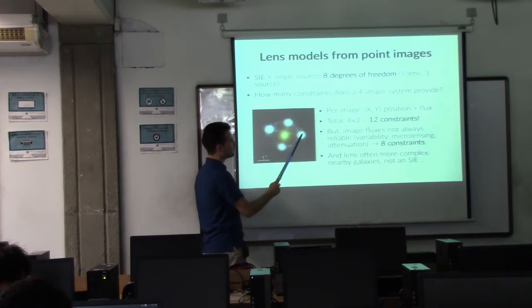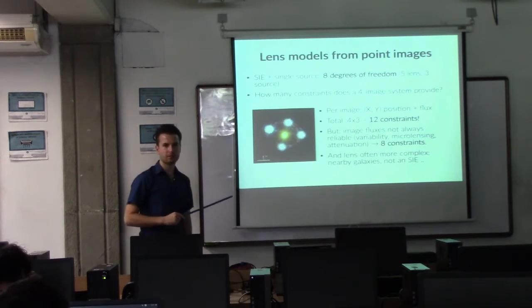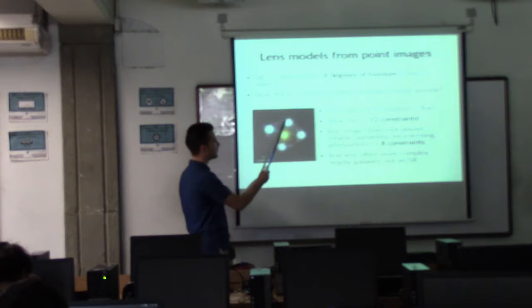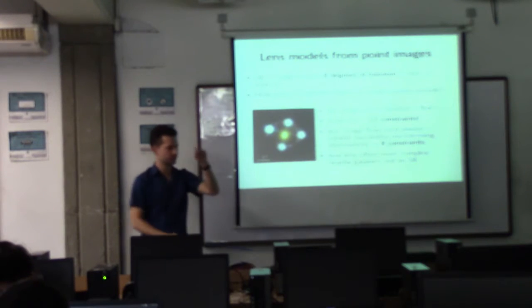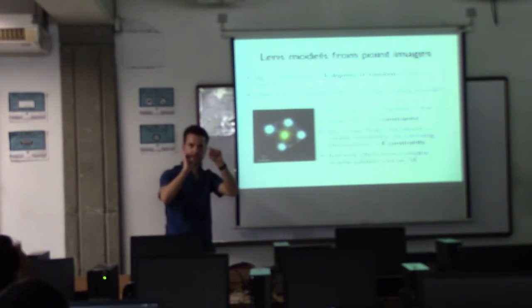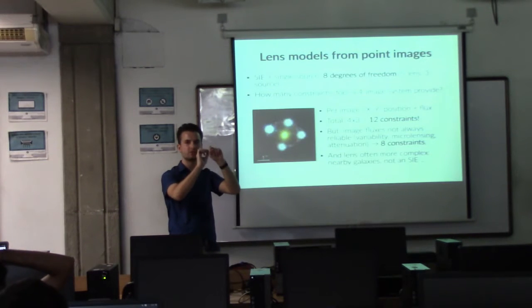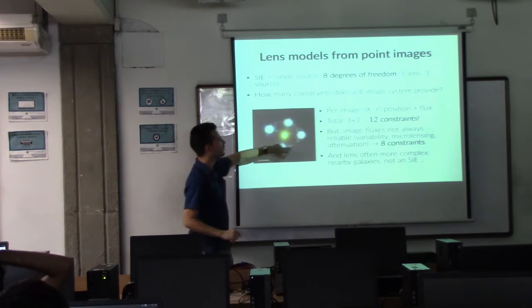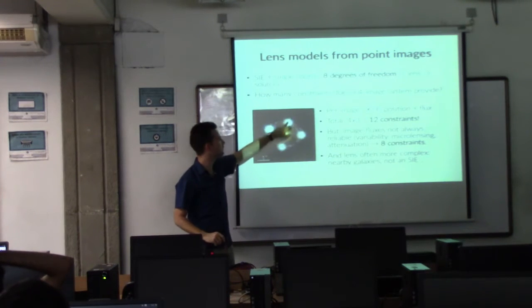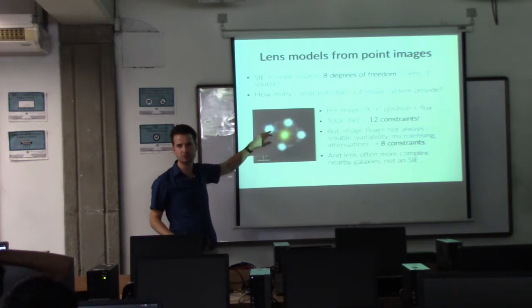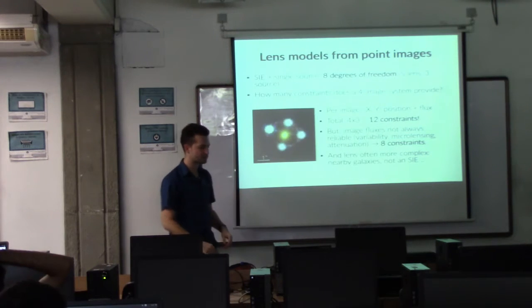You can have microlensing by stars. I'll talk about it tomorrow, but basically if you have a point-like image, if there's a star passing in front of it, it can introduce extra microlensing on top of what the main lens is doing. So these might actually be perturbed compared to what you would expect from a nice, smooth lens.